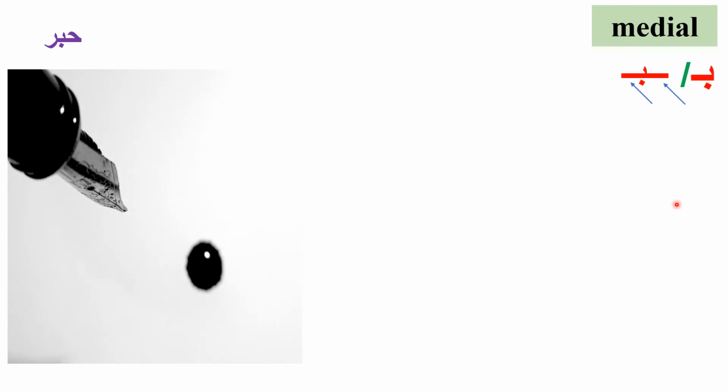Here is another example showing how it is used in the medial position, but at this time we will have the second shape where the b is extended to the right and extended to the left so that it can connect with both letters to the right and to the left. The word we have is the word hibr, which is the word for ink in English, ink.